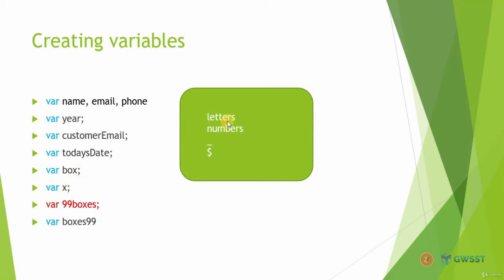You can also create variables with the help of letters, numbers, underscores and dollar sign. But make sure you don't start with a number. For example, if you create a variable called 99 boxes, it's invalid. So instead of that, you'll have to create a variable called boxes 99 that would be completely valid.